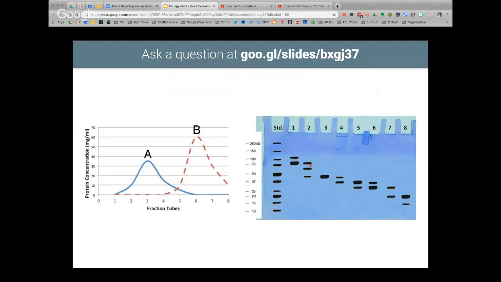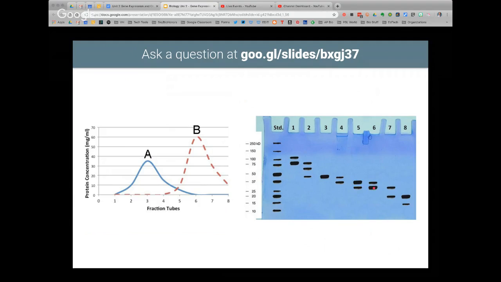If you look at fraction 3, we have a protein band right here. So that must be protein A. And you look at fraction 6, we have some bands right here. This band is closer to the well than these bands, which means these other bands must be a smaller protein because they traveled faster down the gel.